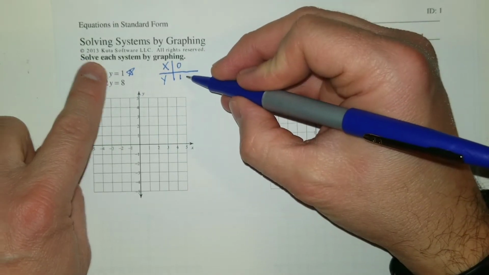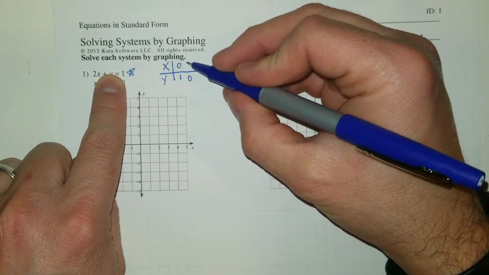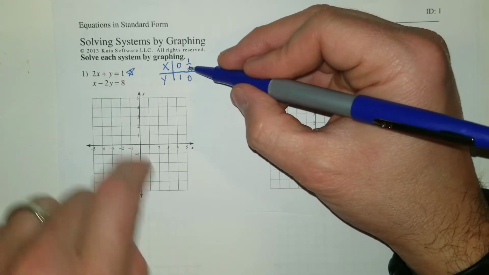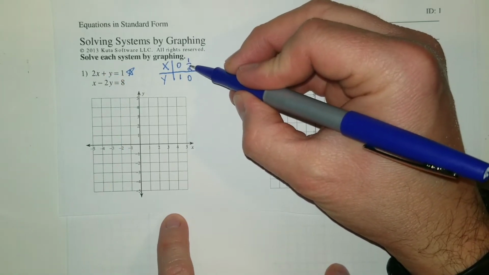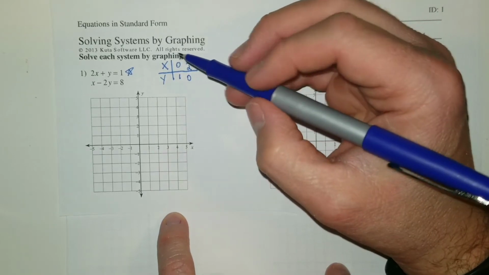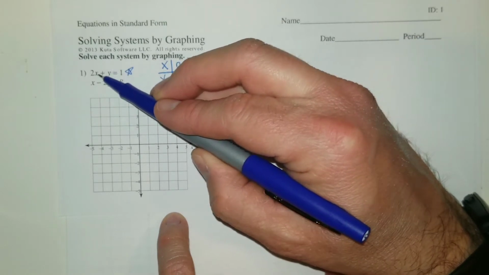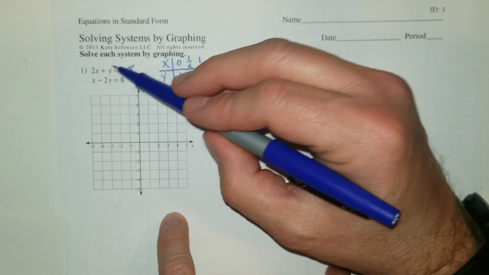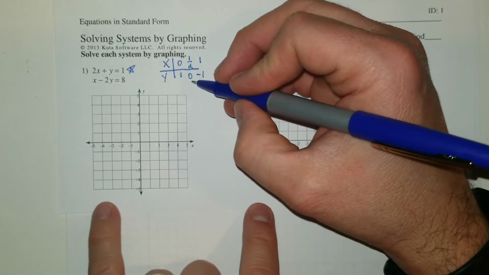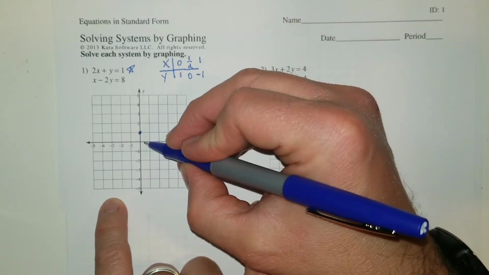Now if I plugged in a 0 for y, 2 times what equals 1? 2 times 1 half. Okay, that's not so nice. So I'm going to go to the next available number. I'm going to go to 1. Let's make x equal to 1. So if I plugged in 1, 2 times 1 is 2. y plus 2 equals 1. If I minus 2 on both sides, I get negative 1. So now I have two numbers. I have 0, 1, and I have 1, negative 1.